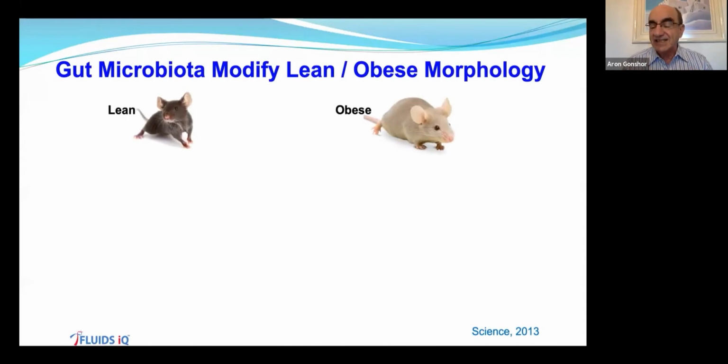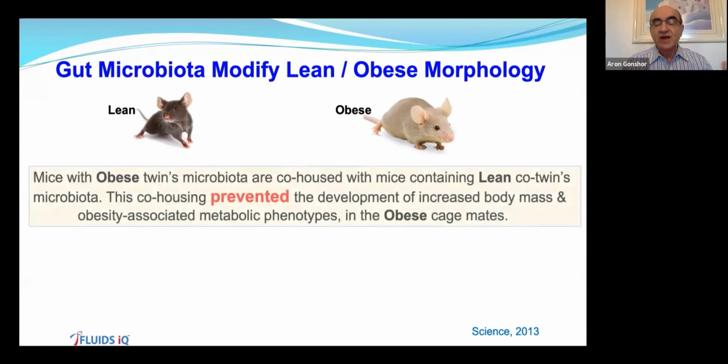This is a classic piece of work that was done with rats, obese and lean rats. What did they do? They took mice with obese twins' microbiota. So you had a twin, the twin was obese, you took that microbiota, you put it into a cage with mice that contained lean microbiota, the lean co-twin's microbiota, and then you co-house them, and what happens? This co-housing of these two types of rats prevented the development of increased body mass and obesity-associated metabolic phenotypes in the obese cage mates.